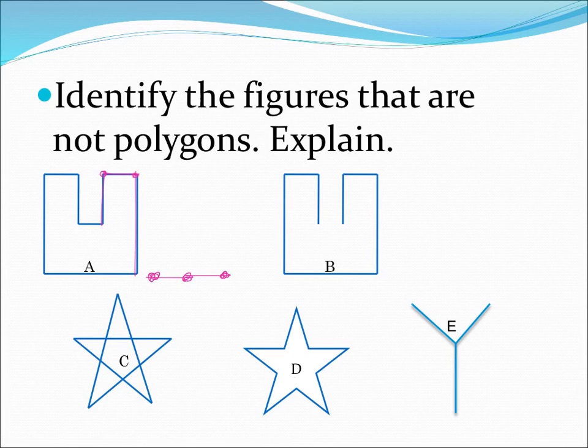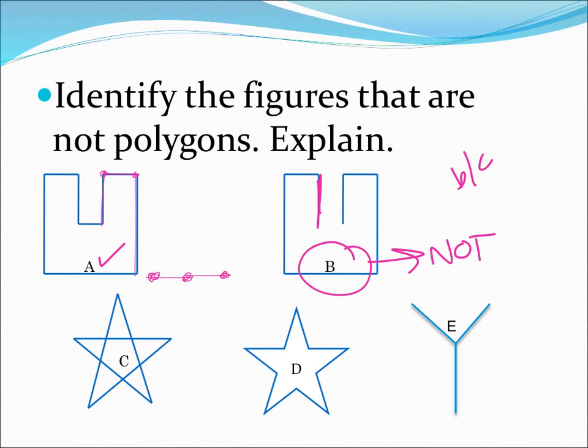Yes, okay. This is yes. How about B? Good. This segment is not touching two other segments at its endpoint. So B is not. Okay, and when it says explain, I could say something like sides not intersecting two other sides.